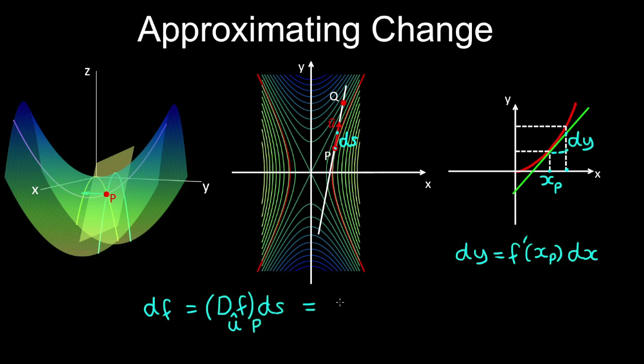So the directional derivative is the dot product between the gradient of f and the direction vector u, where the gradient is evaluated at point P, and that's multiplied by the small change ds.